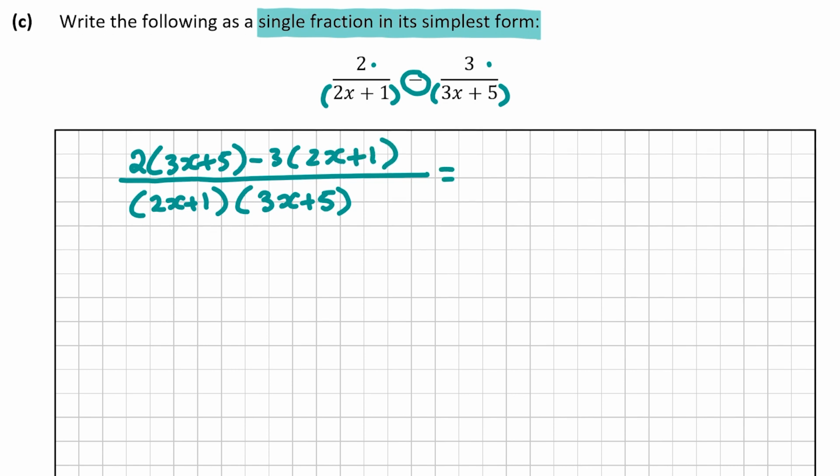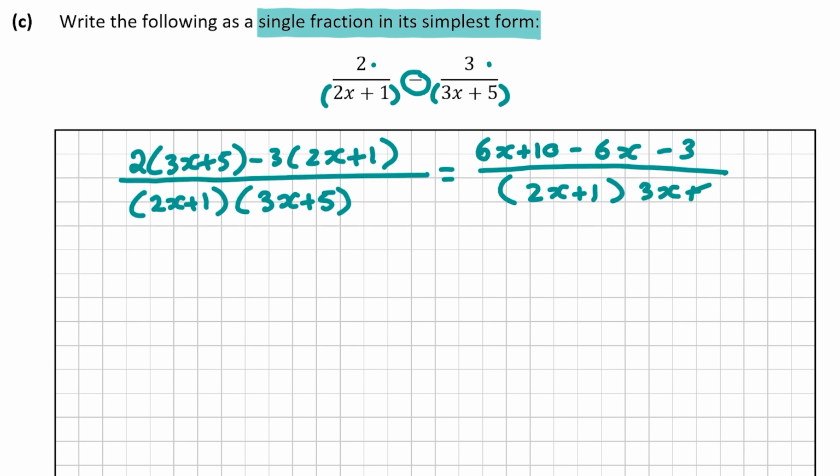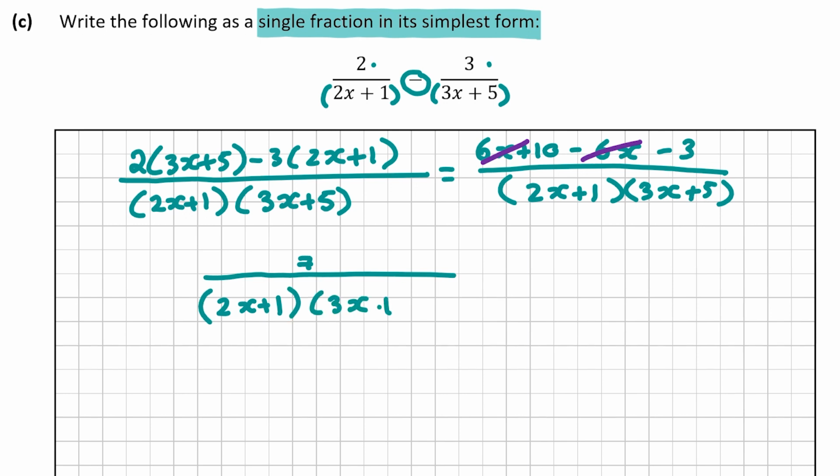So now let's multiply those in. So we're going to be left with 6x plus 10 when you multiply 2 in here, minus 6x minus 3. And that's all over 2x plus 1, 3x plus 5. So we can see that we have 6x minus 6x, so they cancel each other out. So on the top we're left with 10 minus 3, so that gives us 7. And we'll put that all over 2x plus 1, 3x plus 5. So that's our final answer, so I'm going to put a little box around it. And for this question, you're going to get a total of 10 marks.